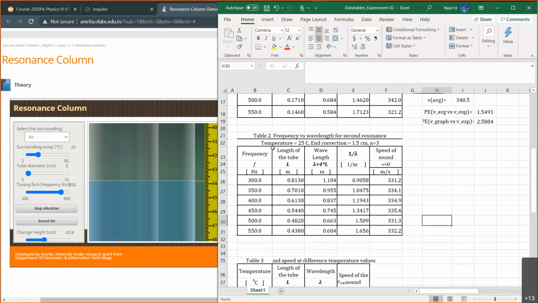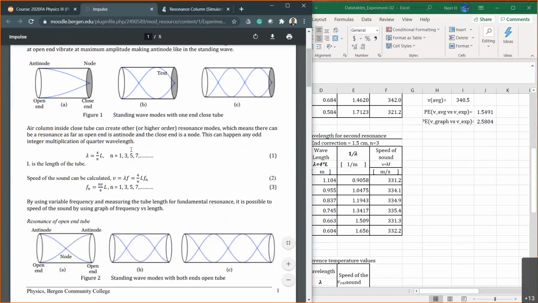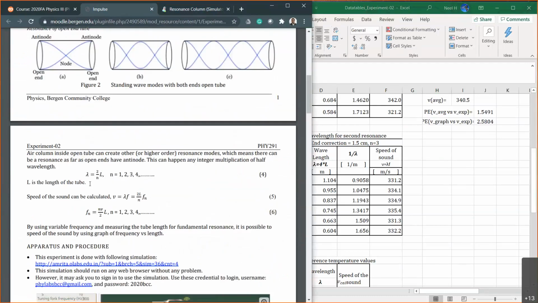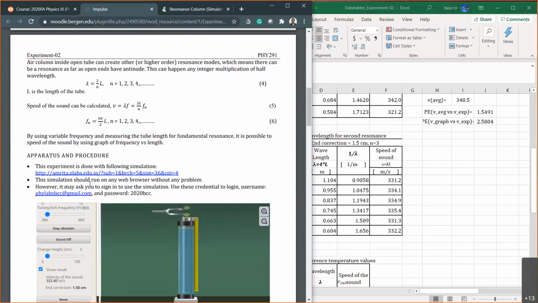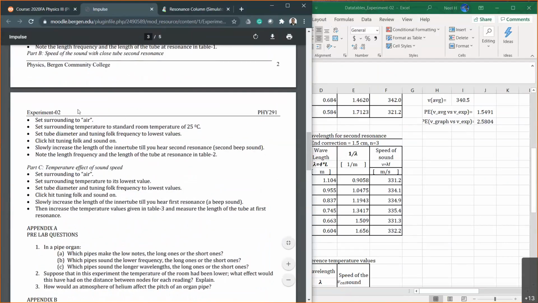Okay, so then let's go back to the lab manual and take a look at what question it's asking for case number 2. Let's go to the lab manual and see what it's asking there. Okay, case 2, part B. We are on second resonance.